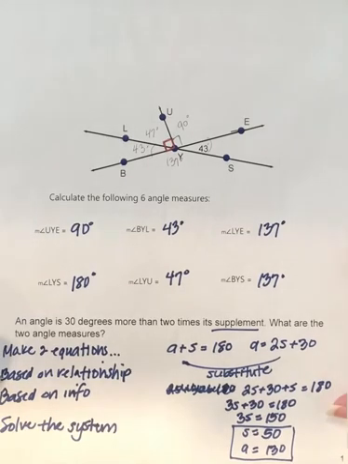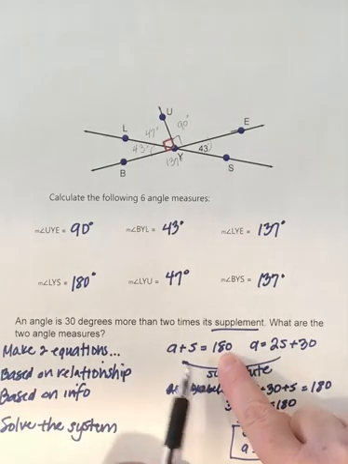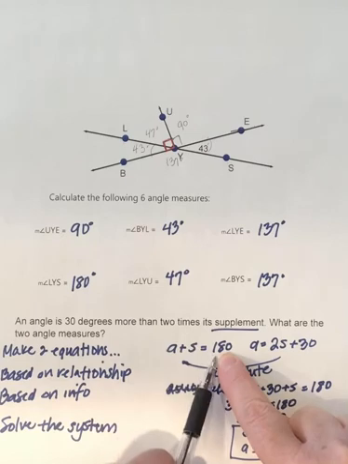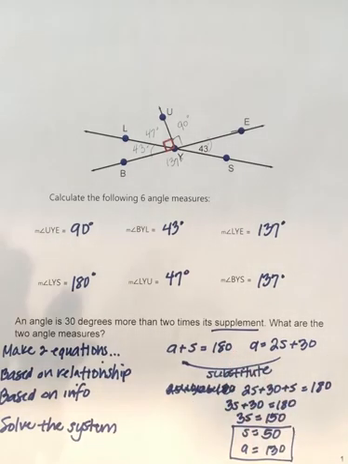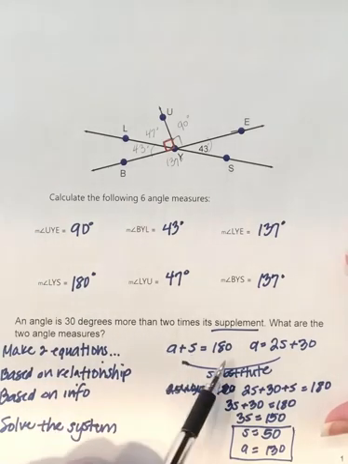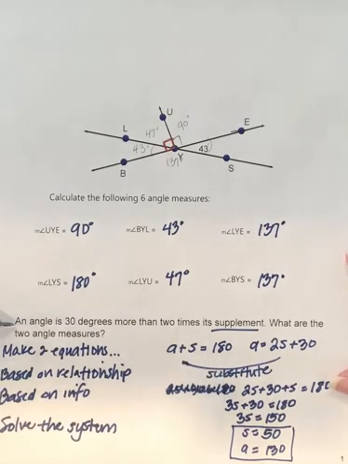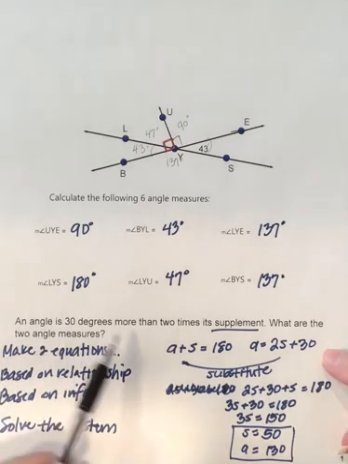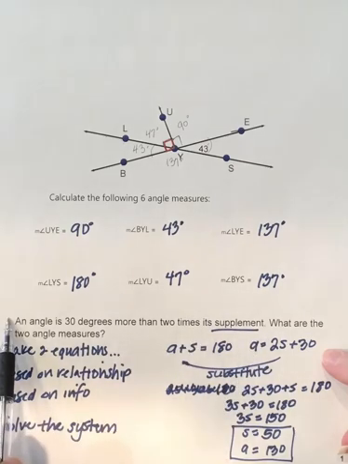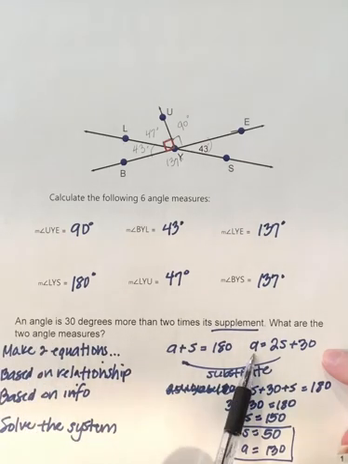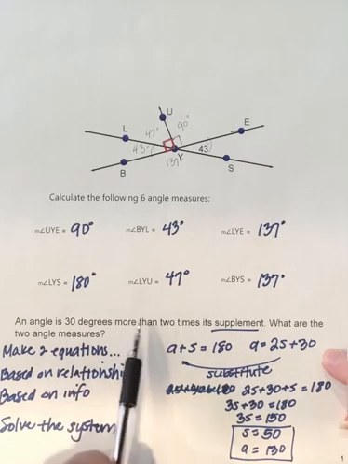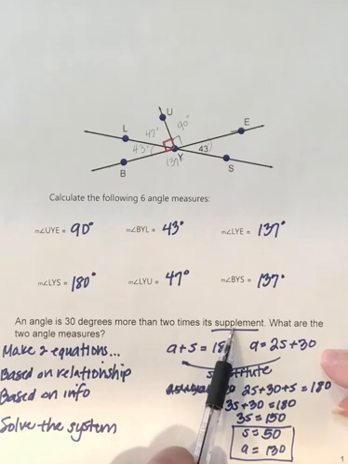So I made my first equation based on the relationship. I know that an angle plus its supplement has to equal 180 degrees. Doesn't matter the degree measure of the angle, that's the relationship. An angle plus its supplement equals 180. The equation that I'm going to build based on the information that I'm given is I'm literally translating this into math. An angle equals 30 degrees more than 2 times its supplement.